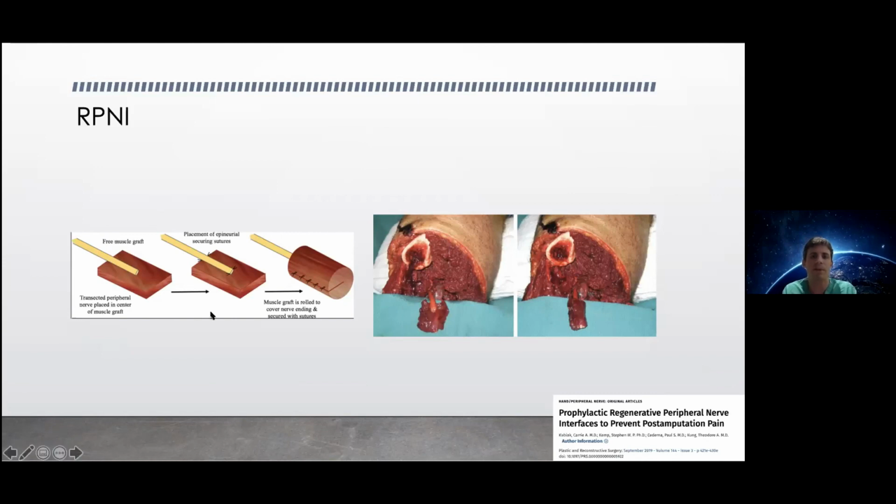Here's a patient, an amputee. This is probably done at the time of amputation with a free muscle transfer around the nerve ending. You can see where it's sutured here and here in the middle of the muscle. This is done prophylactically. I actually spoke to this scientist, Stephen Kemp. He's at the University of Michigan. That's where a lot of this research has been done.